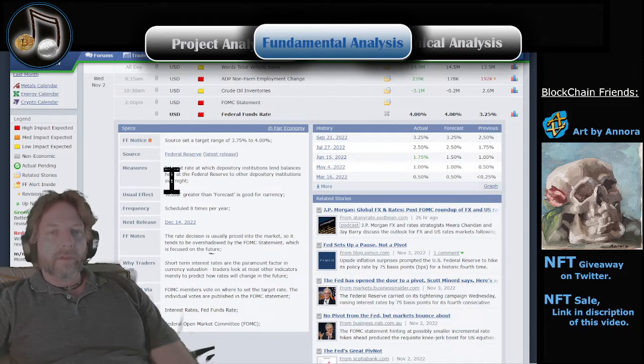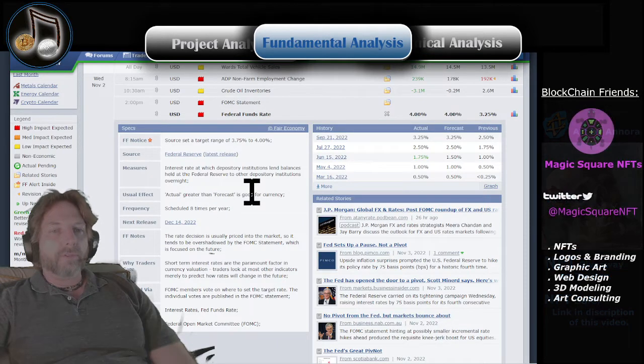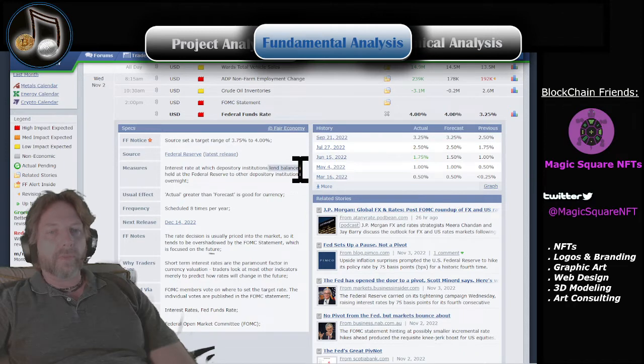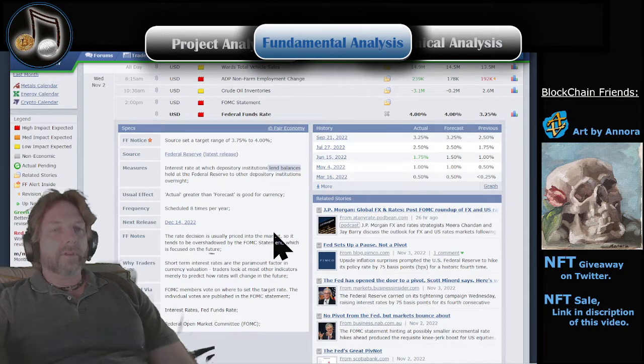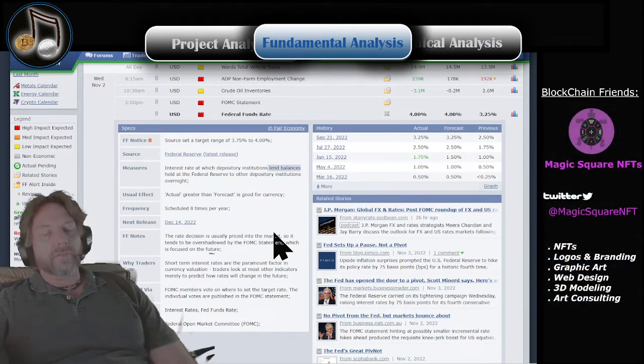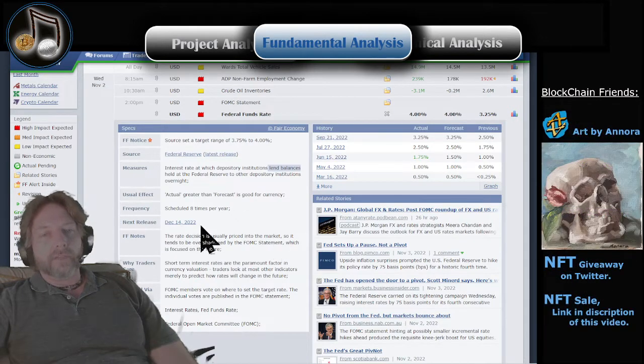The interest rate is the rate at which depository institutions lend balances held at the Federal Reserve to other depository institutions. So this is the lending rate between banks, just to make it simple. It says an actual higher than forecast is good for the currency, and essentially it is good for the currency. It might not be good for the market. It just depends on where we're at in the cycle. But it is good for the currency.